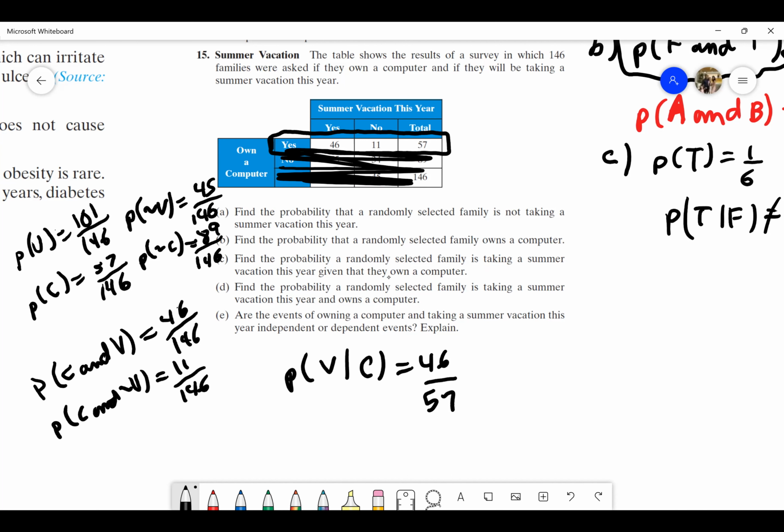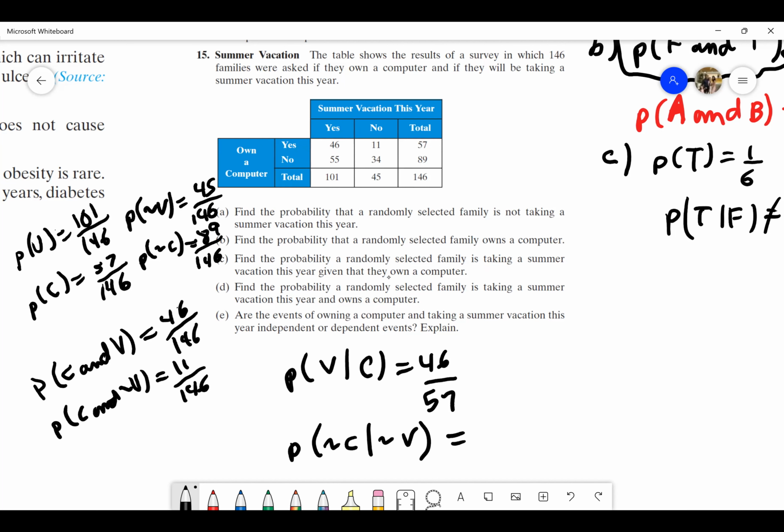Okay, so let's try another one. I'm going to erase all this stuff I wrote here. I'm going to go ahead and go probability of not computer given not vacation. So what's the condition here? What's the conditional? Not what? What's the probability they don't have a computer? You see it? Does that make sense? Let's try another one.